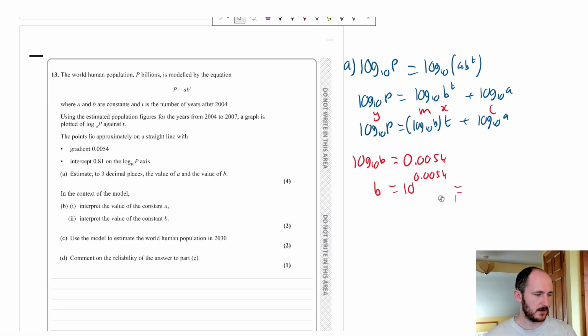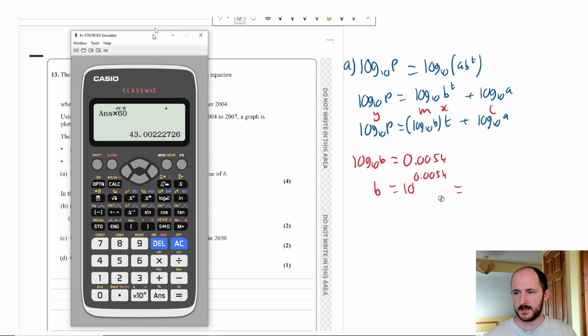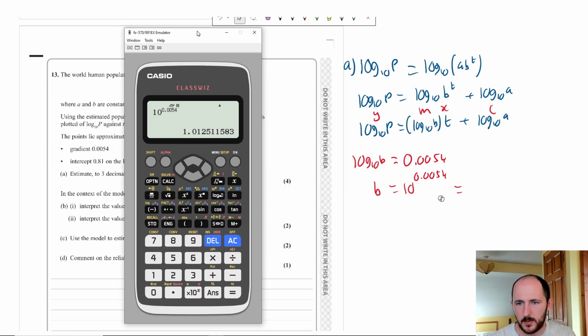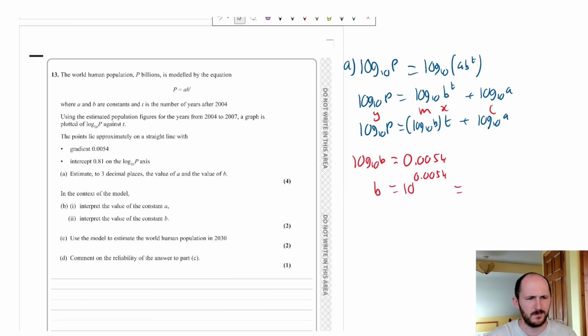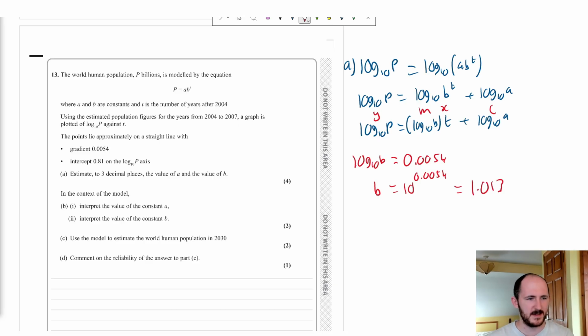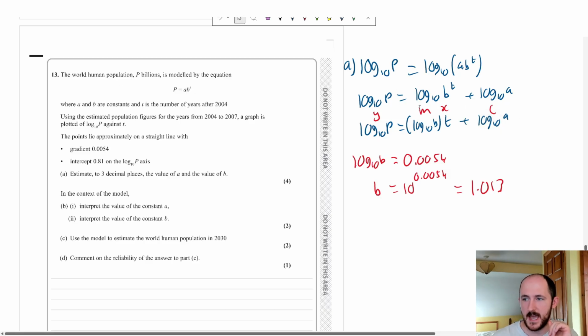Okay, so now we just need to shove that into our calculator. 1.0, how many decimal places? 3. 1.0125. Nope, what am I saying? 1.013. Come on, 3 decimal places. Can't I count? Apparently not. Cool. And it says that the intercept, which is log 10a, equals 0.81.